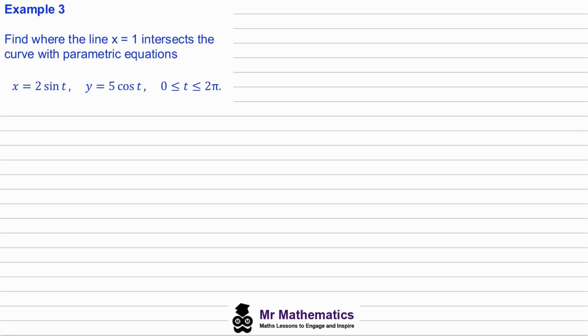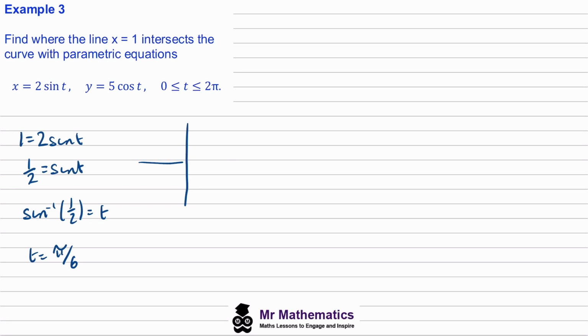Okay, so welcome back if you had a go. So the first thing we need to do is to find what values of t will make x equal 1. So we substitute the 1 into this equation. We can divide both by 2, and then take the arc sine of both sides. So the arc sine of 1/2 will be equal to t, and this is pi over 6.